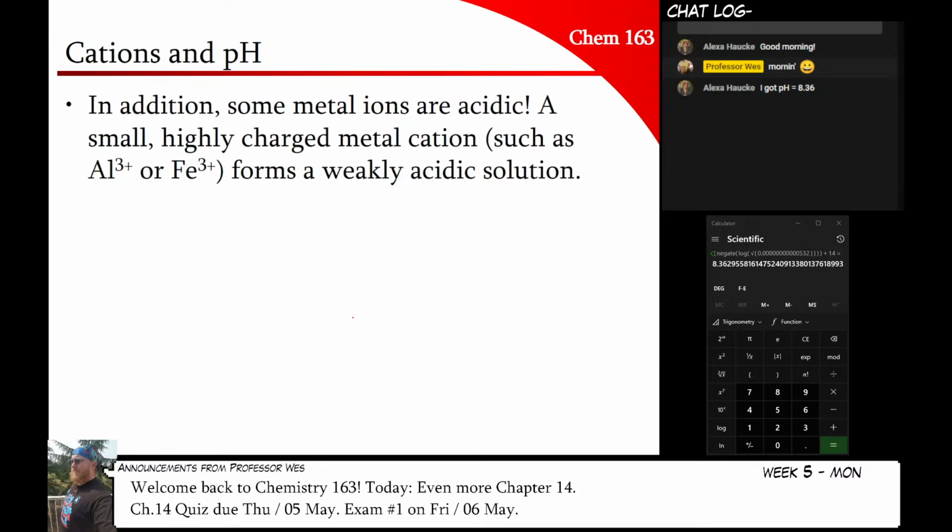All right. Now, these are not the only things that make weak acids in solutions that are worth knowing. It turns out that some metal ions are acidic. Now, so far, all we have worked with are neutral ions. And so these would be things like sodium, or potassium, or calcium.